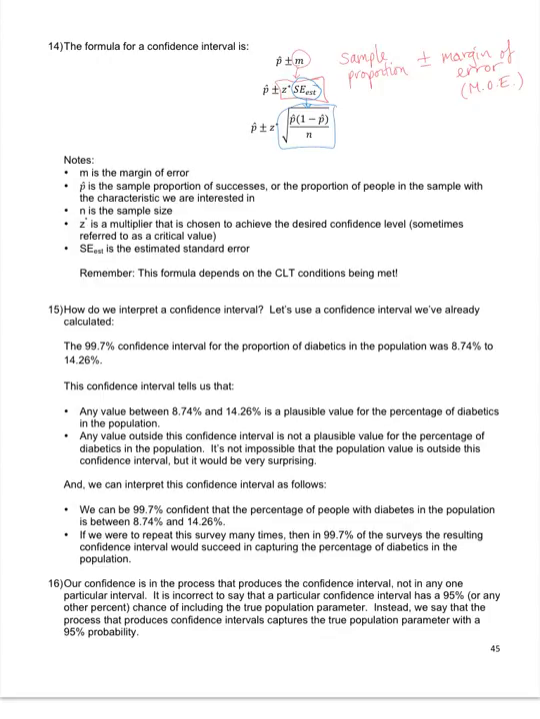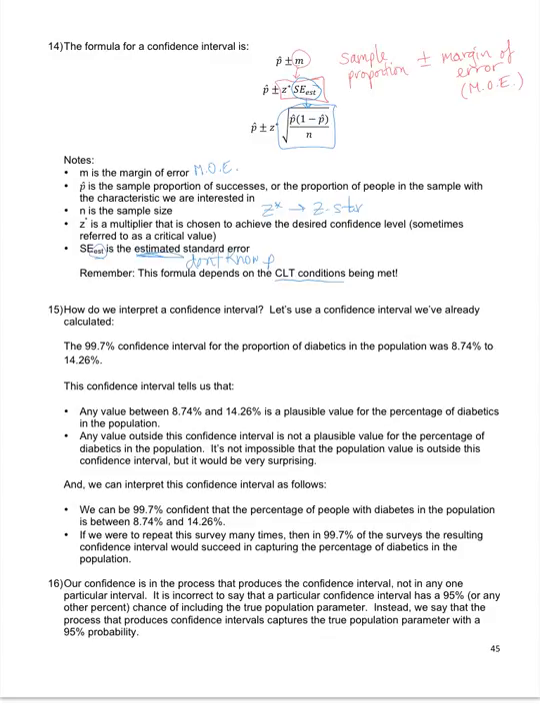All right, so a few notes. M, again, is your margin of error, or MOE for short. P-hat is the sample proportion of successes, or the proportion of people in the sample with the characteristic we're interested in. N is your sample size. Z star, the symbol Z with the asterisk next to it, is read as Z star. It's a multiplier that is chosen to achieve the desired confidence level, and is sometimes referred to as a critical value. And SE with EST as a subscript is your estimated standard error, estimated because you don't know the value of p. A reminder, this formula depends on the central limit theorem conditions being met.